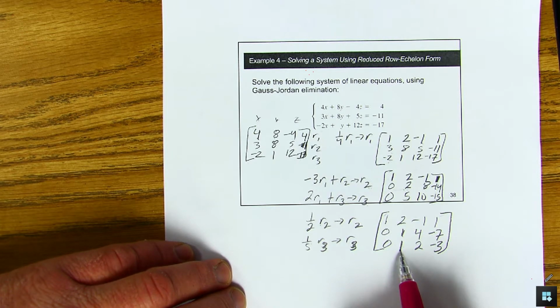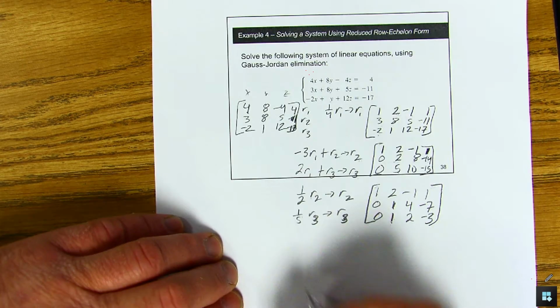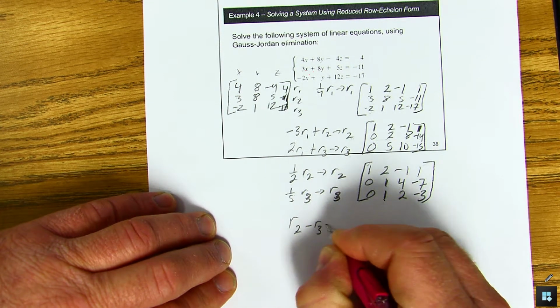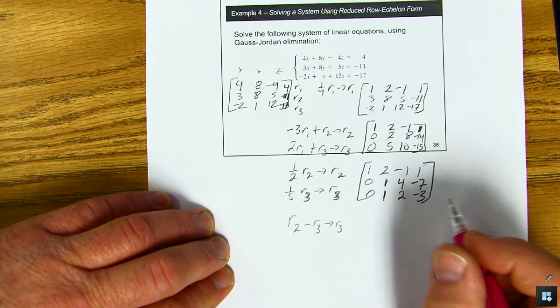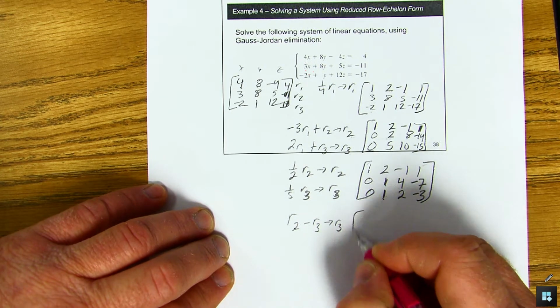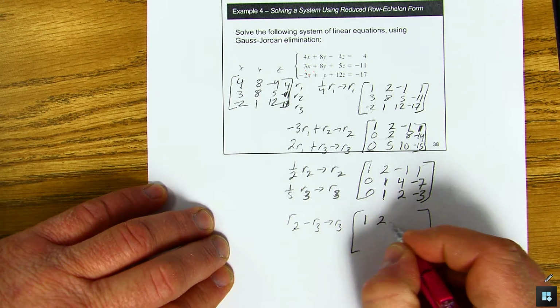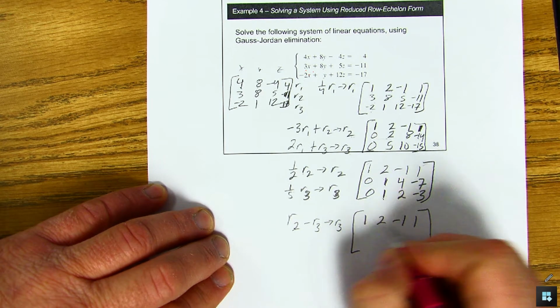Okay? Now I want to eliminate this one right here, and I'll have it in almost row echelon form, right? So I'm just going to subtract the 2. So if I just take row 2 minus row 3, and that becomes my new row 3, it'll be in almost row echelon form. So close.